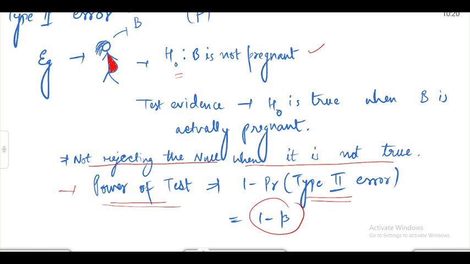We can always work towards having a high power of test. The higher the power of the test, the lower the probability of your type 2 error; as this value comes close to 1, it means that your type 2 error is lower. So this is what we want to achieve while we test our hypothesis. Okay, so I hope this small and important concept was clear.